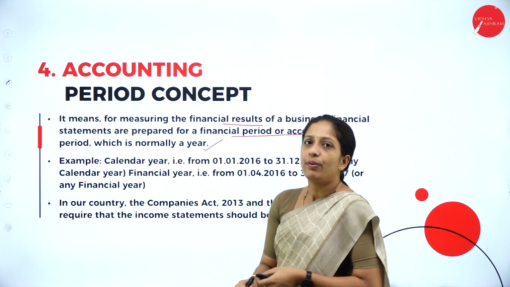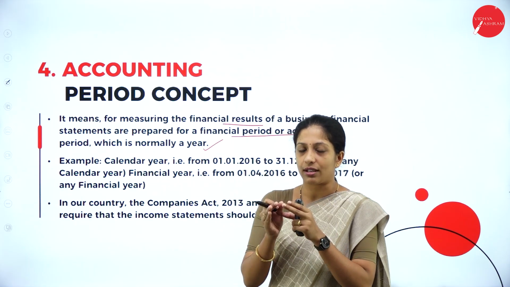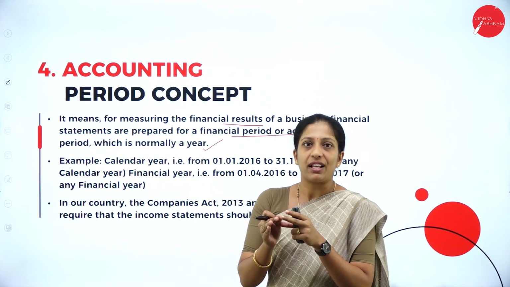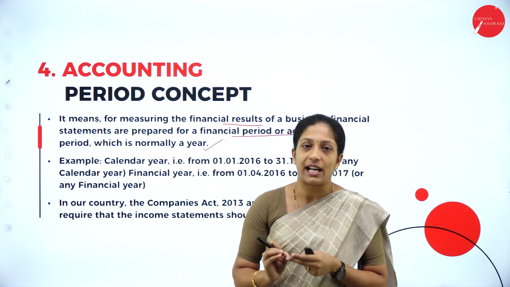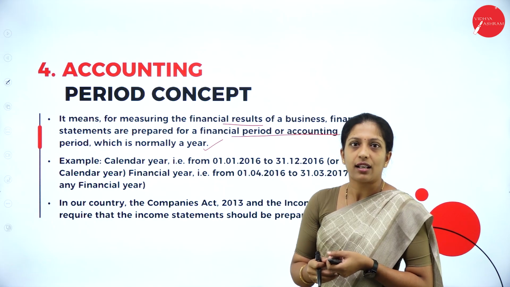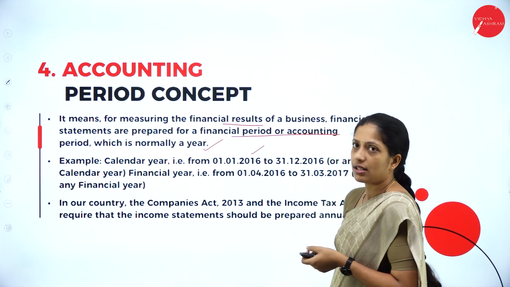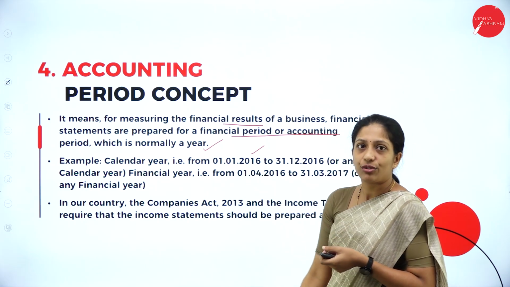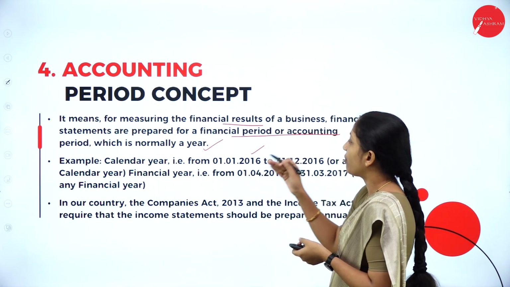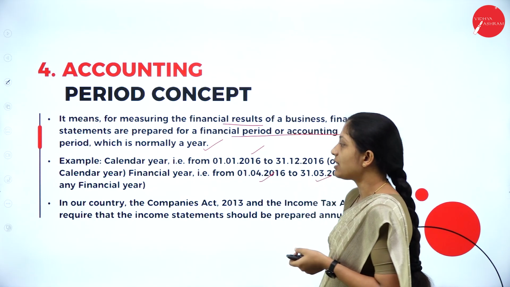year. So when do we follow this accounting period? That duration wherein you are going to take out the transactions and prepare the financial statement is called accounting period. Example, calendar year. Suppose if you are following calendar year accounting period, then it starts from 1st January to 31st December. Or if you are following the financial year, then it starts from 1st April to 31st March.